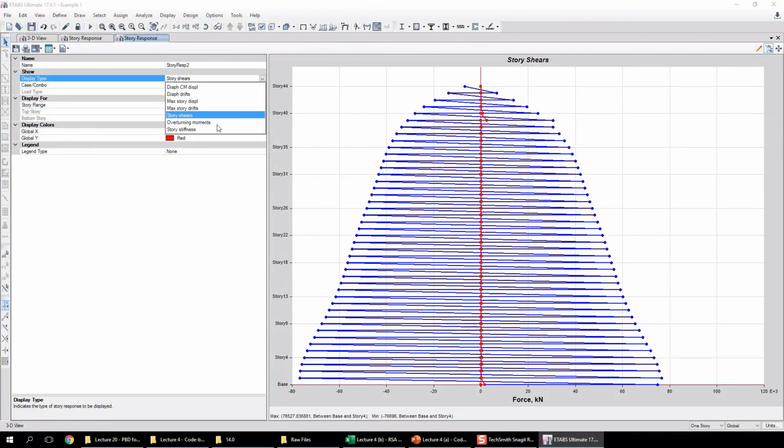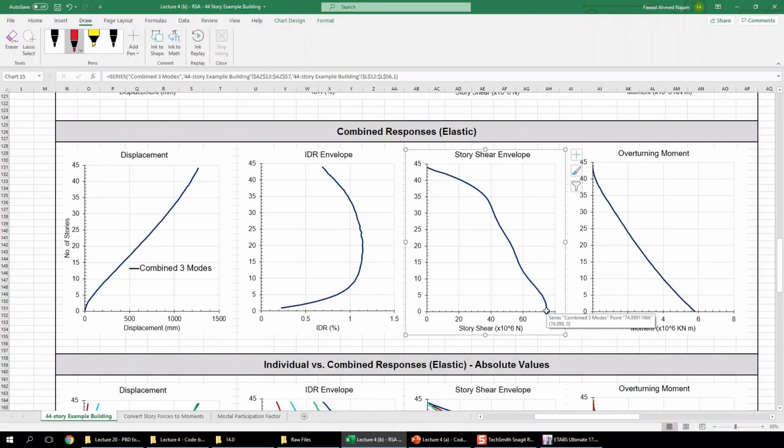Similarly, I will go to the story shears now, the combined story shears for all modes. I will select this story shears. So you can see here the story shear values, and the peak number is around maybe 76 into 10 raised to power 6 kilonewtons, and the shape is this one. You can see the envelope. So here I go to my Excel sheet and I check that the base shear here is around the same as what is reported by ETABS.